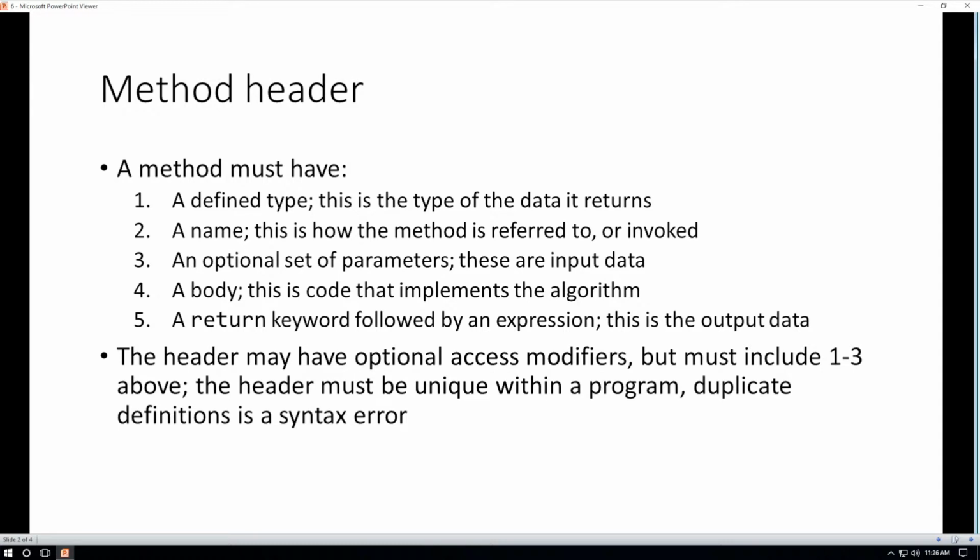The header must be unique within a program. Duplicate definitions is a syntax error. There's a type of method called an overloaded method that looks a lot like an existing method, but there's a subtle difference. That will be explained later.